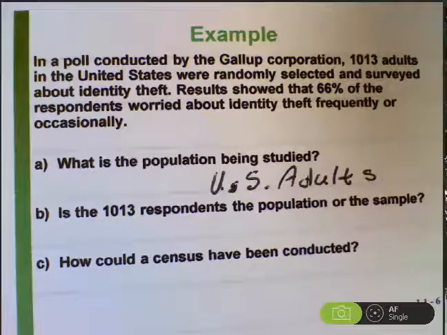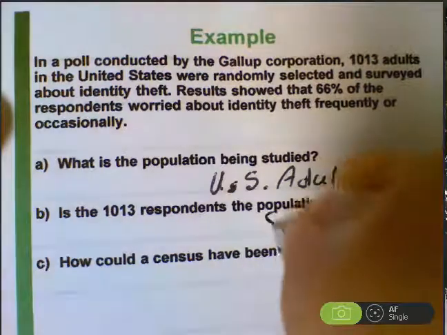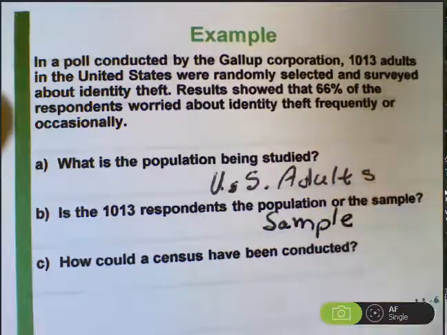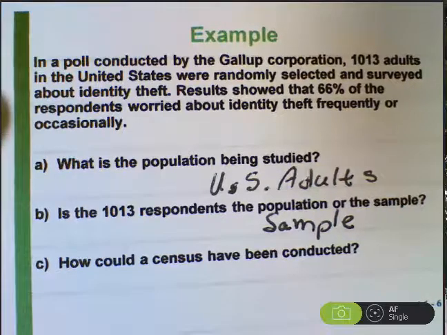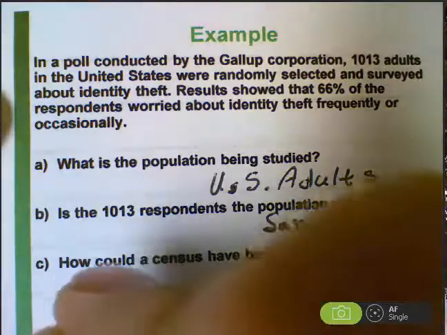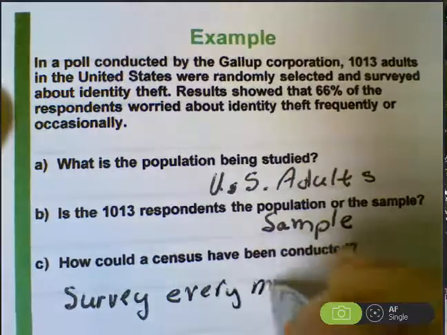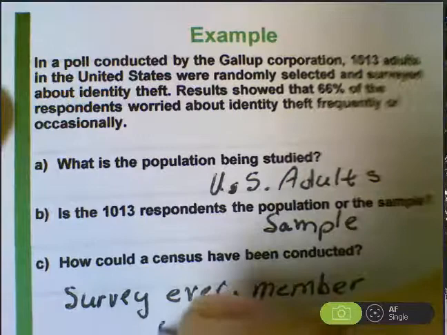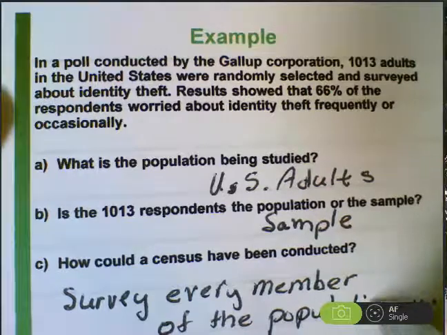Is the 1,013 respondents the population or the sample? Well, that's definitely not all U.S. adults, so that's just a sample. And how could a census have been conducted? Well, the only way to conduct a census, by definition of census, is to contact every member of the population. Which is quite often impossible to do.